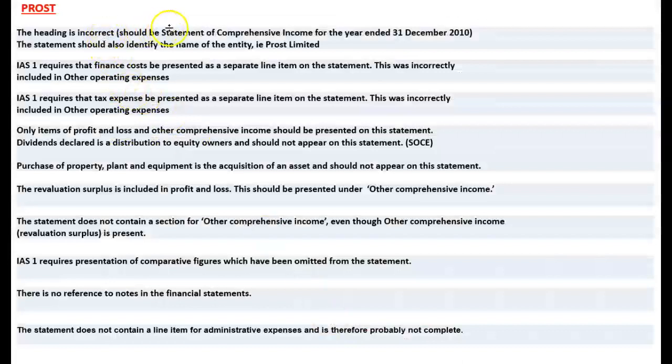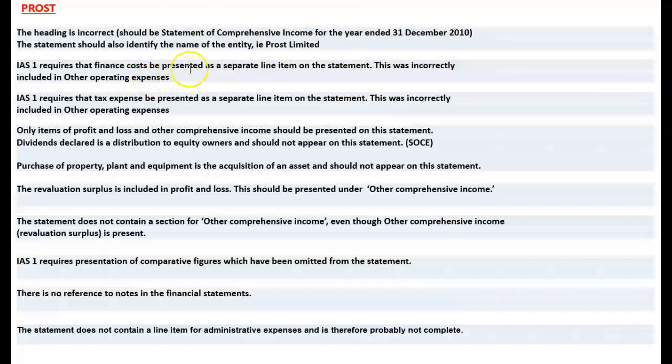The heading is incorrect, should be statement of comprehensive income. You can either have only statement of comprehensive income and then your income statement would have had two sections. You would have had profit before tax, taxation, profit after tax, and then other comprehensive income, revaluation surplus, total comprehensive income for the year with a total. The other wording is statement of profit or loss and other comprehensive income. So either one of the two, both would have been marked correctly.